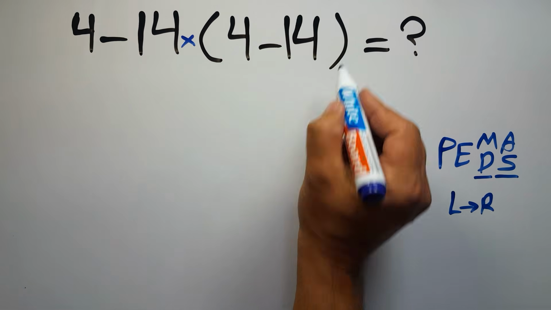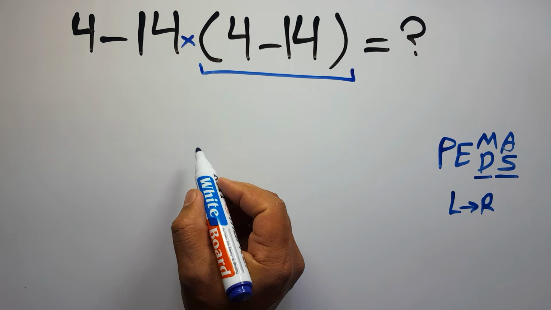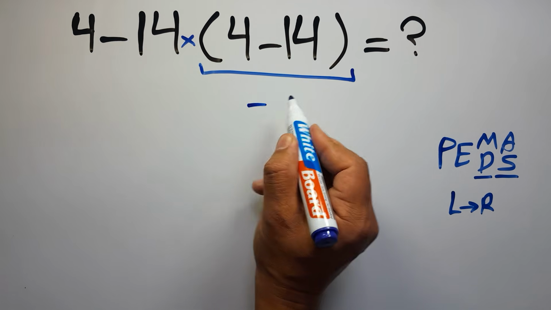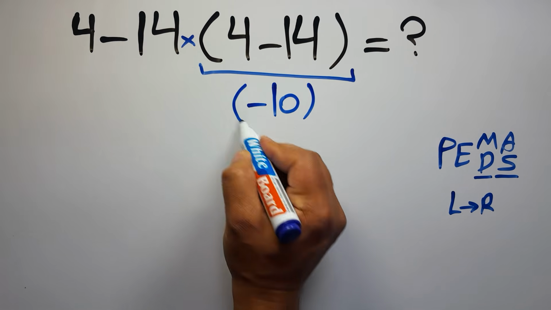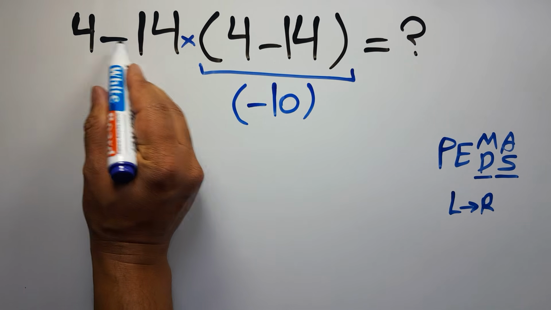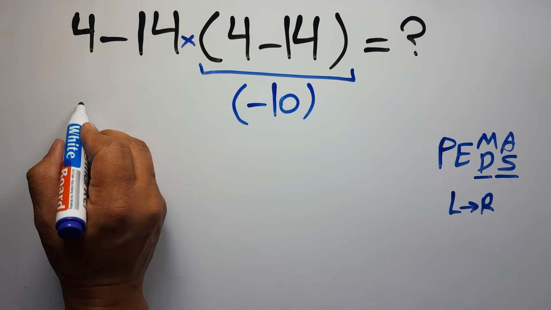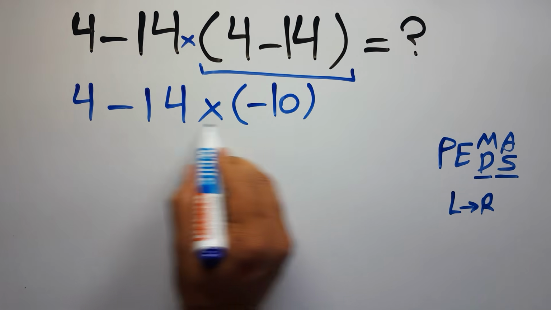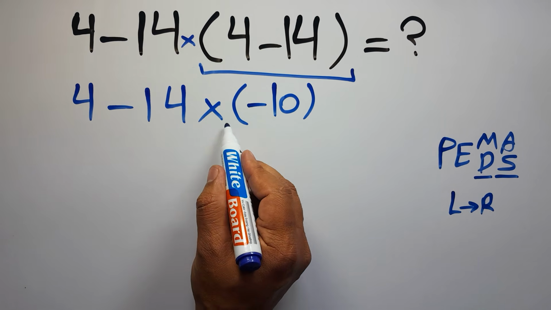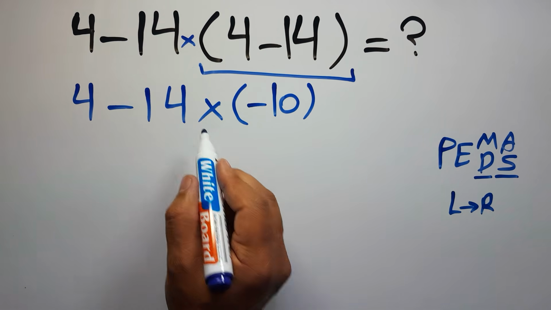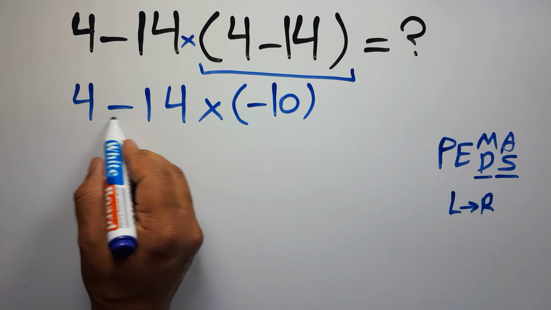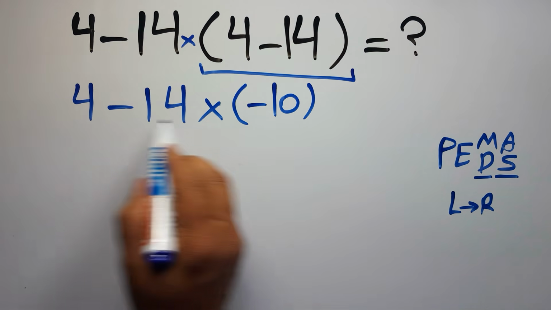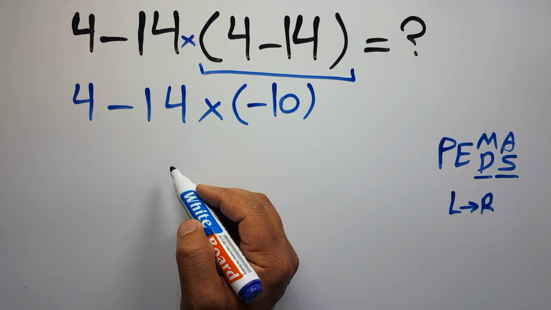So first we have to do this parentheses. Inside this parentheses we have 4 minus 14, which equals negative 10. So we have 4 minus 14 times negative 10. Now, in this expression we have one subtraction and one multiplication. According to PEMDAS, multiplication has higher priority than subtraction because multiplication comes before subtraction. So here, first we have to do this multiplication.